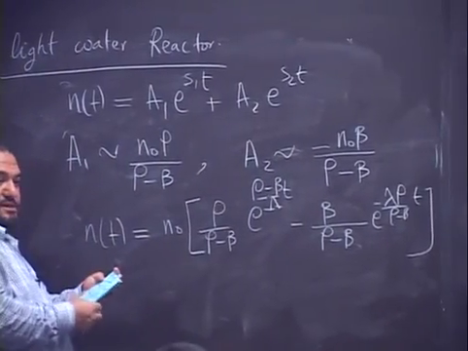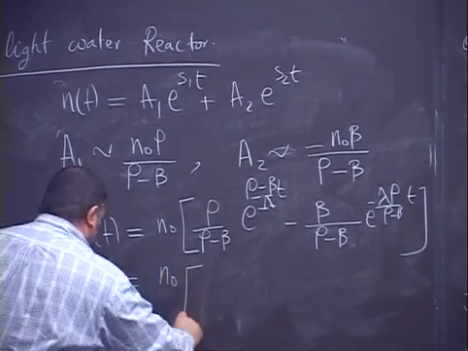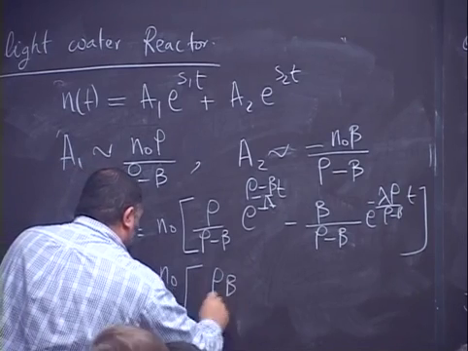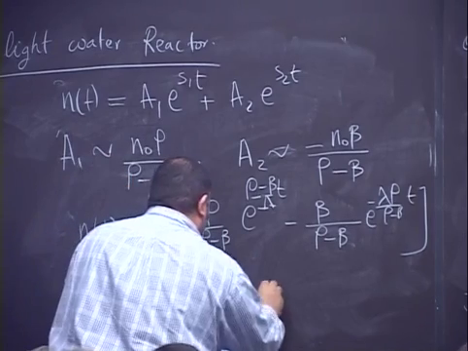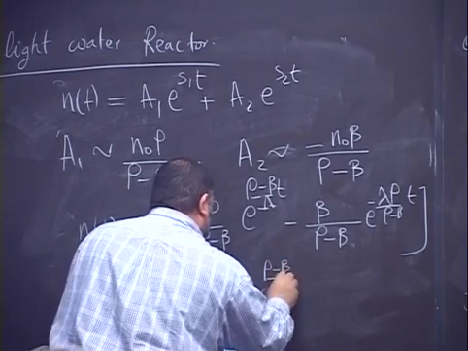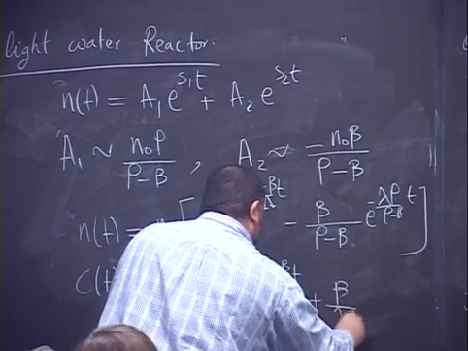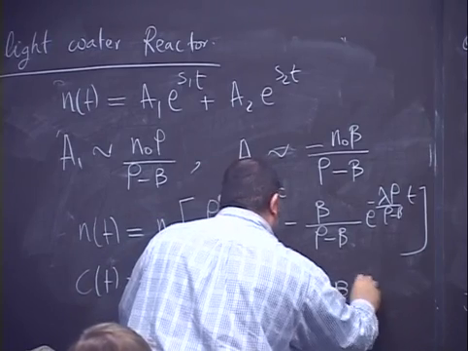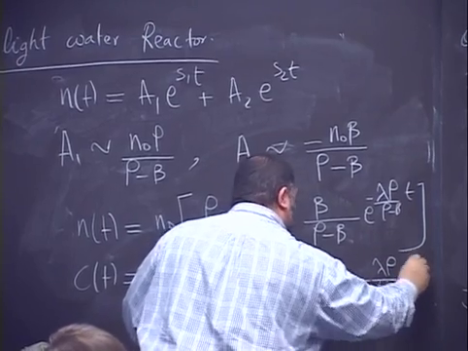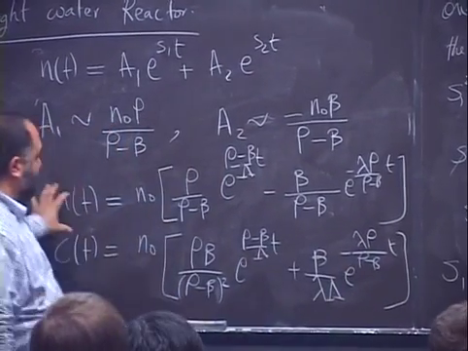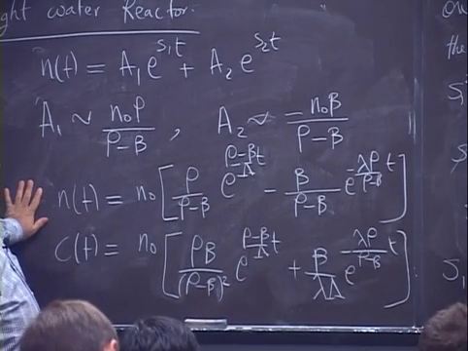Okay, guys? And then C of t will be N naught multiplied by rho beta divided by rho minus beta all squared, e to the power of rho minus beta divided by gamma t, plus beta divided by lambda gamma, e to the power of minus lambda rho over rho minus beta all of t. So those are the two equations from the single delayed neutron group approximation.